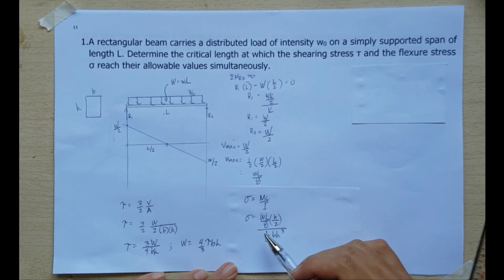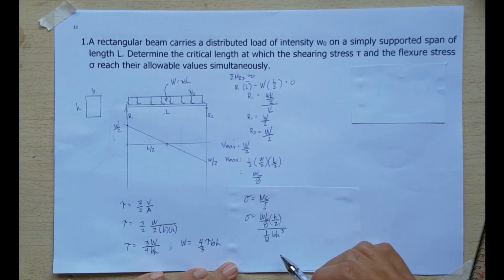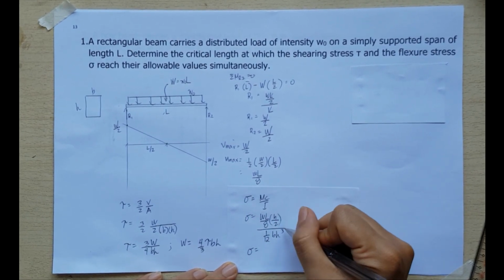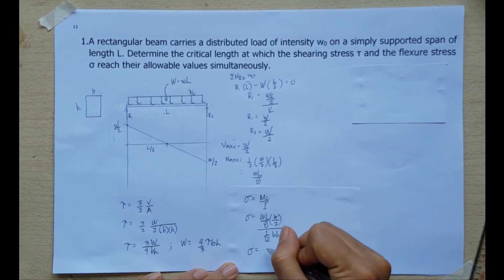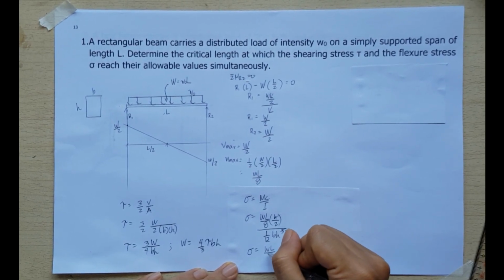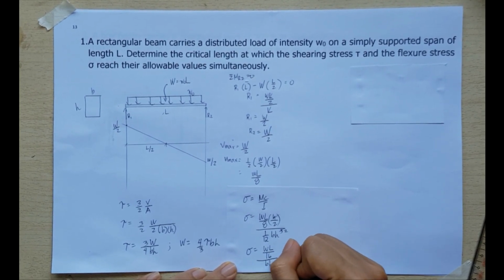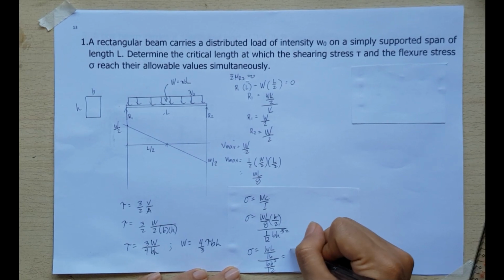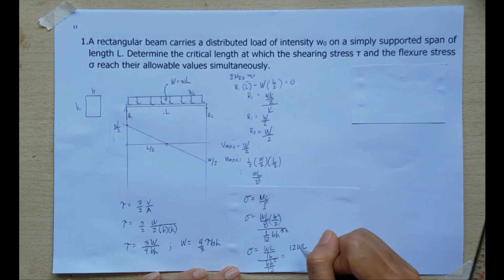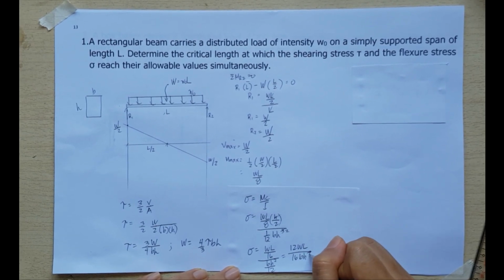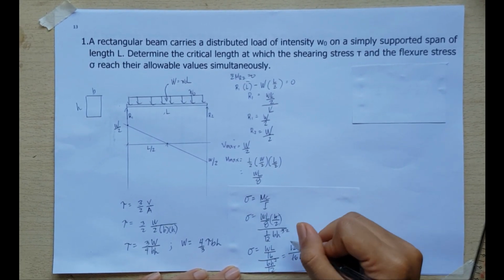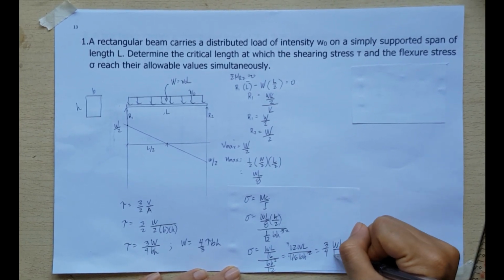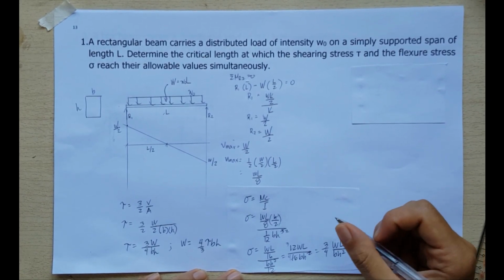So, simplifying it further, canceling this out, H becomes squared. So we have WL all over 16 and then BH squared all over 12, so WL all over 16 of BH squared. So the 12 and 16 cancel out, becoming 3/4. So we have 3 all over 4 WL all over BH squared. So that is our flexural stress.